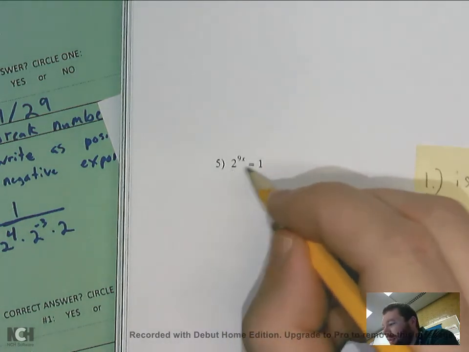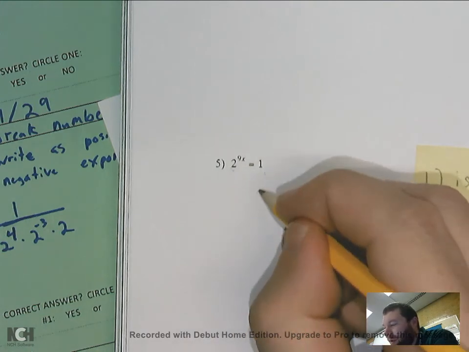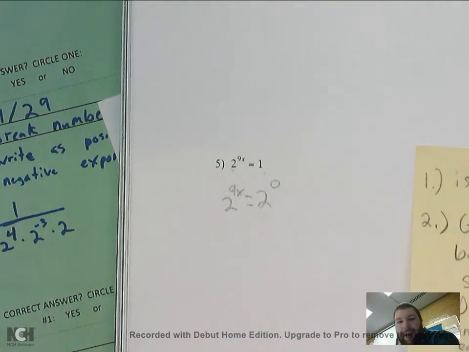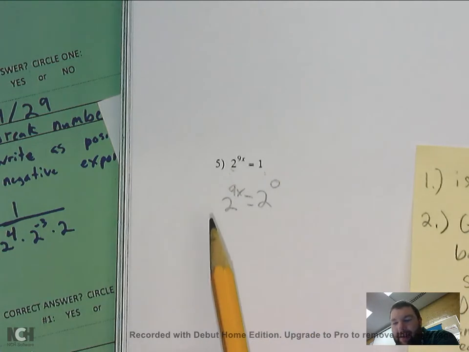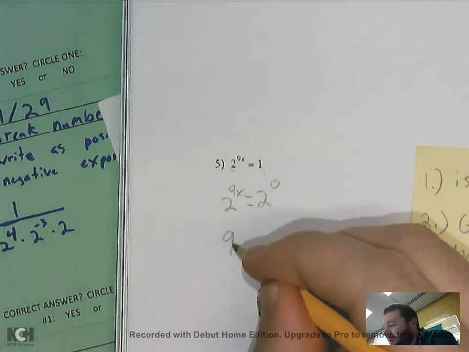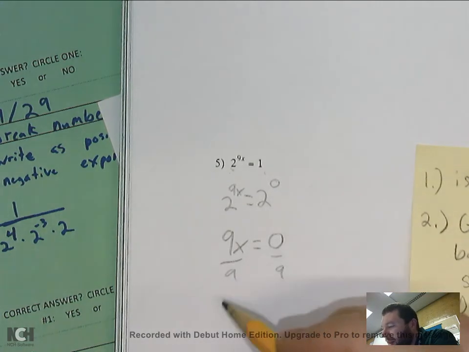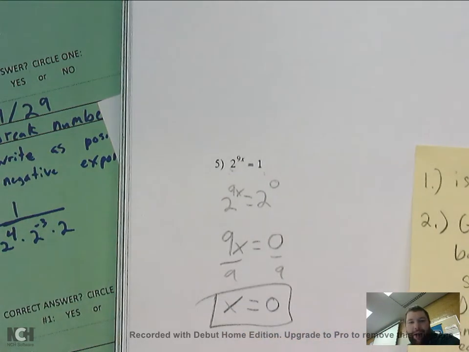So if I want to get to the same base, I'm just going to change out that 1 for 2 to the 0 power, because that is going to equal 1, right? So that's an equivalent, easy substitution. And now they have the same base, so I drop the base, set the exponents equal to each other. 9x is equal to 0, divide by 9. Nothing divided 9 times is still nothing, so x is equal to 0. Okay, a couple more problems on the back here.